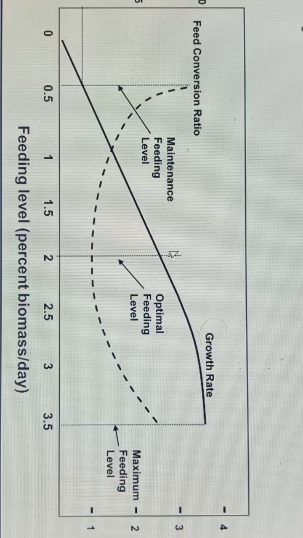You can see two types of lines here. One is a solid line, that is the dark black line, and another one is a dashed line, that is curvilinear. You can find certain terms written on this graph like FCR, feed conversion ratio, maintenance feeding level, optimum feeding level, growth rate, maximum feeding level. The left hand side is representing the growth rate, that is percentage body weight gain per day. Below it is feeding level, percent biomass per day. And the right side is representing feed conversion ratio, that is gram feed per gram weight gain.